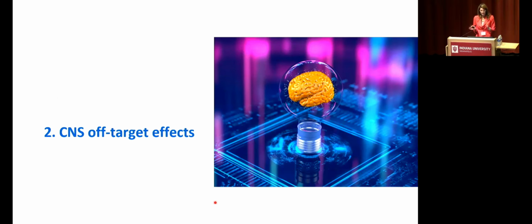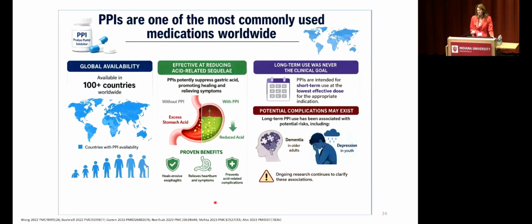Okay, I'm going to shift gears a little bit and talk about the use of 19F to help us untangle the potential for CNS off-target effects. All right, so again, moving away from mental health and speaking specifically about proton pump inhibitors. Proton pump inhibitors, PPIs, are one of the most commonly used medications worldwide. They are over the counter or near over-the-counter, and access is easy in over 100 countries worldwide.